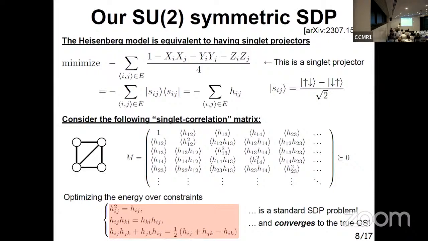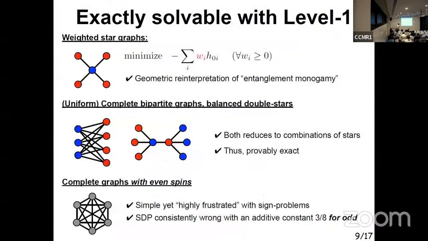better approximation family. So with this hierarchy, we can show that already at level 1, it gets all the weighted star graphs right. So in some sense, we can say that we reprove monogamy of entanglement from the SDP point of view. I'm not going to go through the proof, but it has a nice geometric reinterpretation, which I think is nice. And we can also prove exactness for some families of graphs, like the complete bipartite graphs.